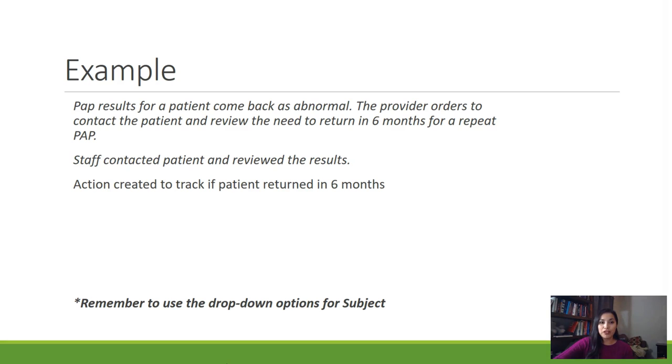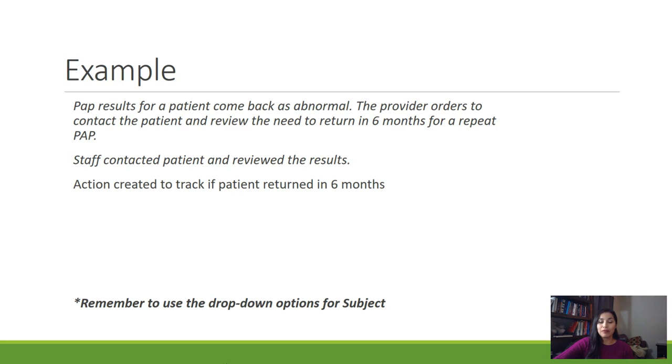PAP results for a patient come back as abnormal. The provider orders to contact the patient and review the need to return in 6 months for a repeat PAP. The staff have contacted the patient and reviewed the results. An action can be created to track that the patient has come back or will come back in 6 months.